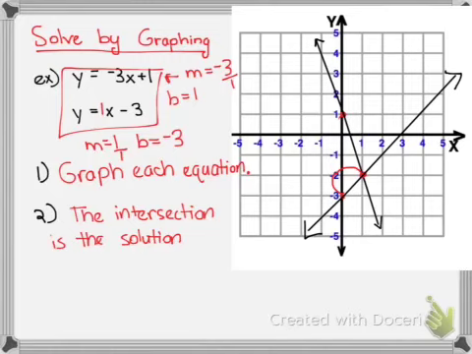Now number 2 tells us that the intersection of those two lines is our solution. And so our lines intersect at this point, which is 1, negative 3. 1, negative 2, sorry. 1, negative 2. So that is our solution. Here we know that x equals 1 and y equals negative 2. So that is solving a system of equations by graphing. Graph the two lines. The coordinate where they intersect is your solution.